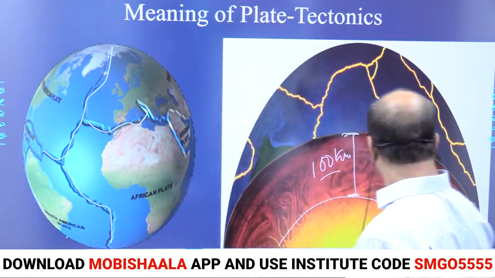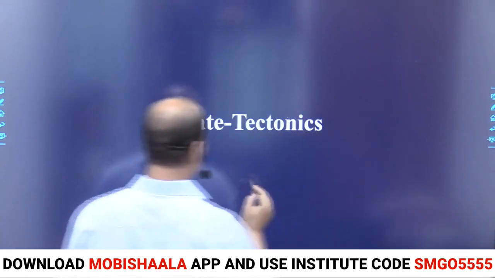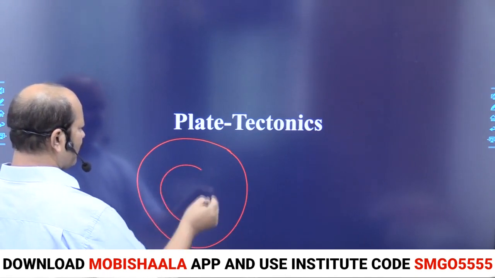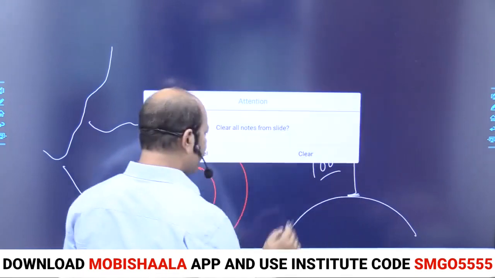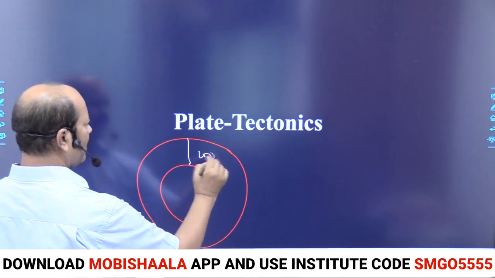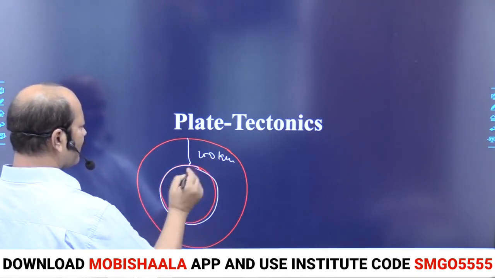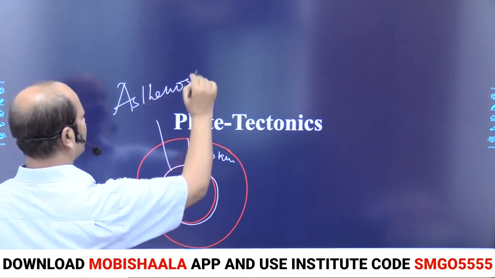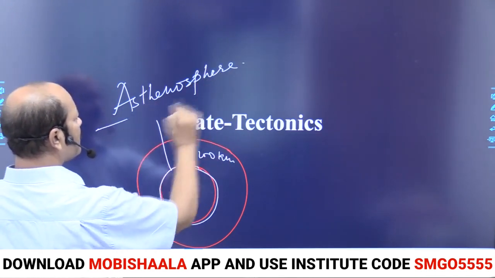Then we can say that the layer of tectonic plate begins from asthenosphere. Try to see this area. At the depth of 100 kilometers, you will find one layer. This layer is named as asthenosphere.